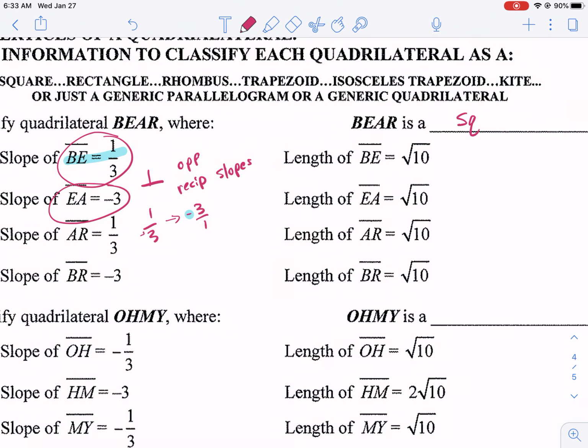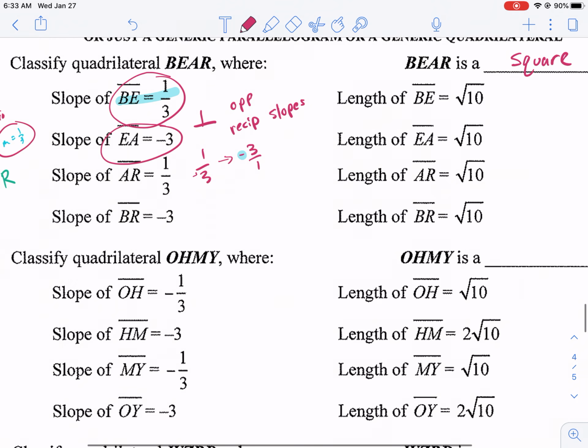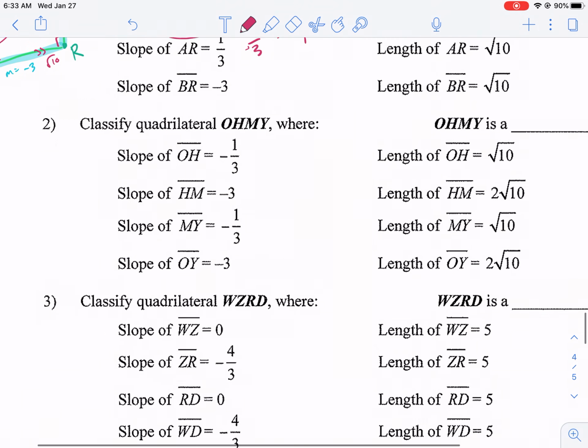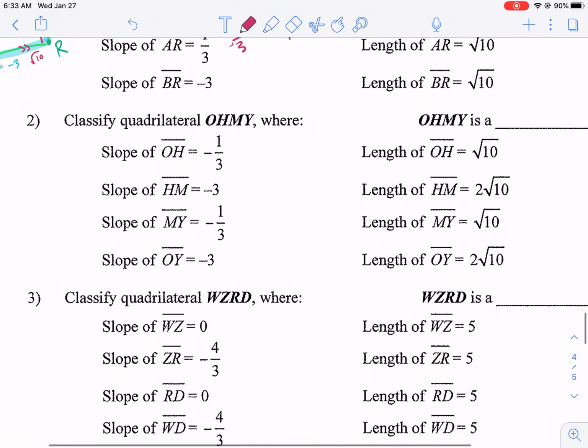And if I could spell square, that'd be great. Square. Okay, bear. We got a Wizard of Oz themed here. Oh my.